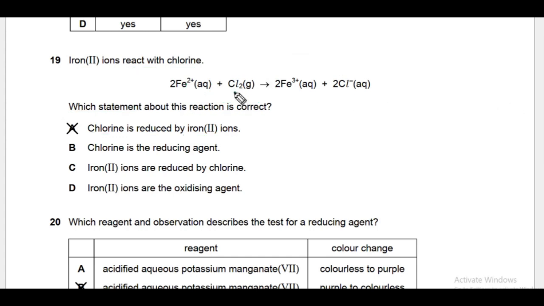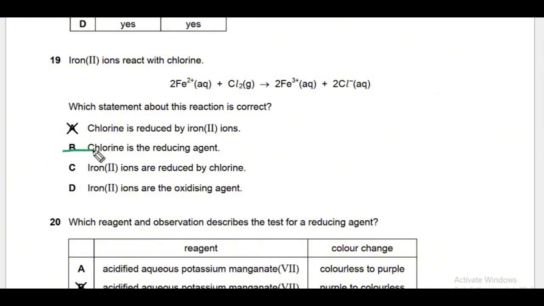Why? You see, chlorine has oxidation number 0 and chloride is -1, iron(II) has oxidation number +2, and this is oxidation number +3. So iron(II) ion is oxidized, chlorine is reduced. Iron(II) ion reduces chlorine to chloride ion. A is the right answer.